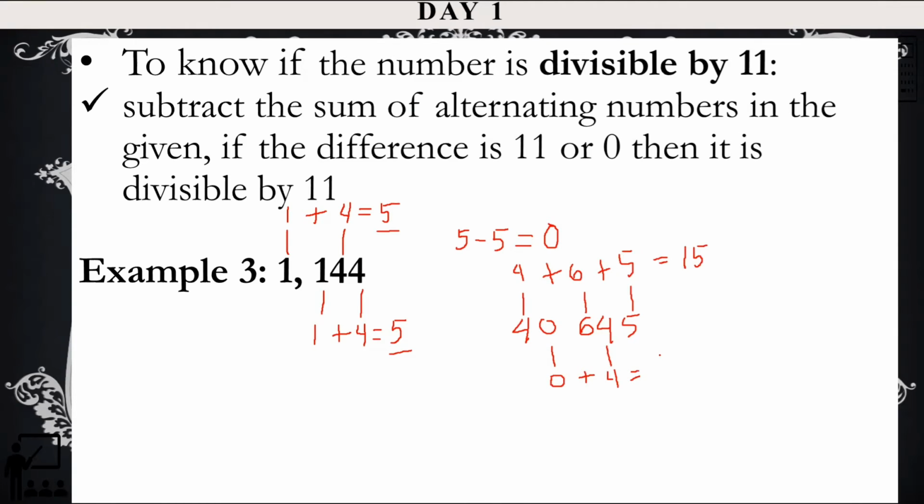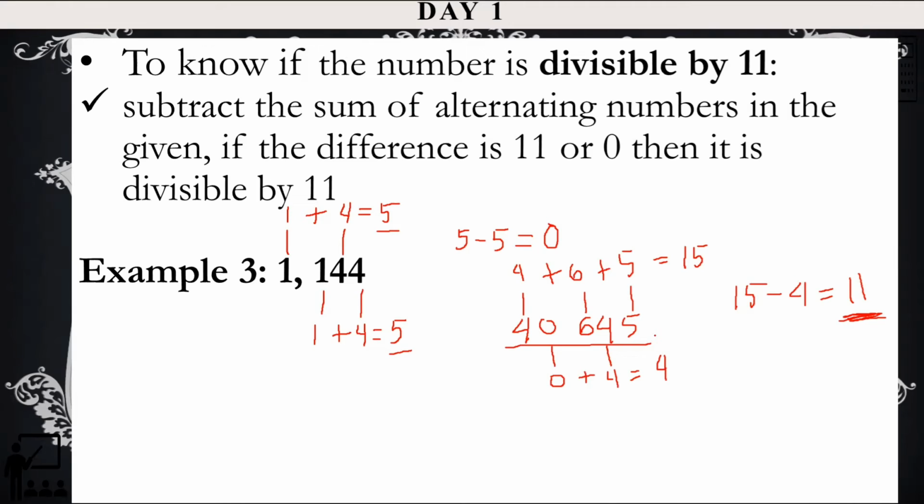Then, what are we going to do is to find the difference of the sum. So, ang gagawin natin is 15 minus 4. Then, 15 minus 4 is equal to 11. So, the answer is 11. Again, if the difference is 11 or 0, then it is divisible by 11. Therefore, dahil ang answer natin 11, ang 40,645 is divisible by 11. So, that's how we are going to identify if a number is divisible by 11.